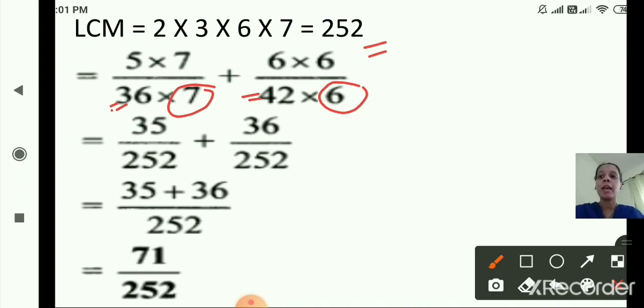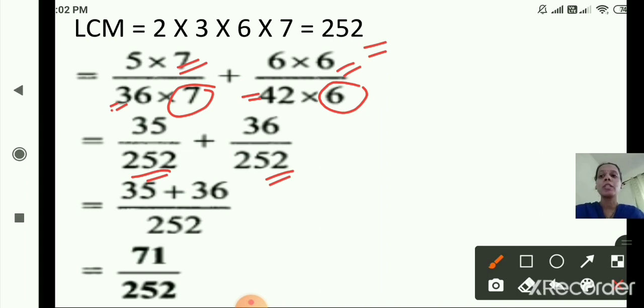As we are multiplying the denominator by 7 here and by 6 here, the same number you have to multiply in the numerator also. So 5 multiplied by 7 and here 6 multiplied by 6. Now we will do the multiplication. 5 7s are 35 and 36 multiplied by 7 is 252, right? 6 6s are 36 and 42 multiplied by 6 is 252.